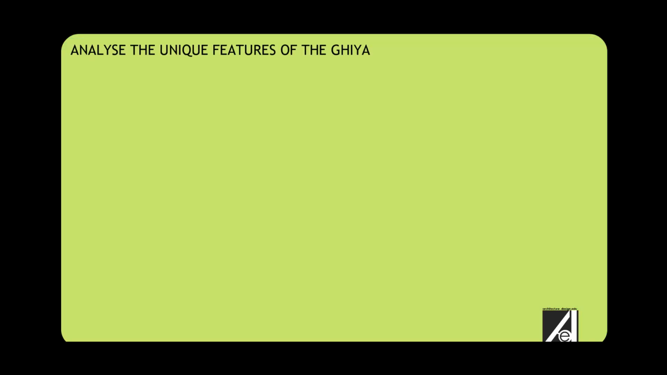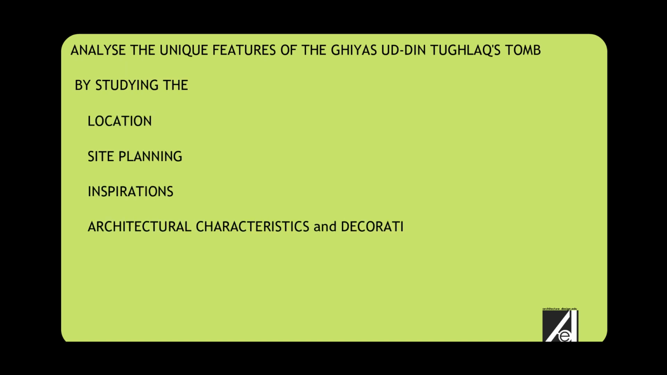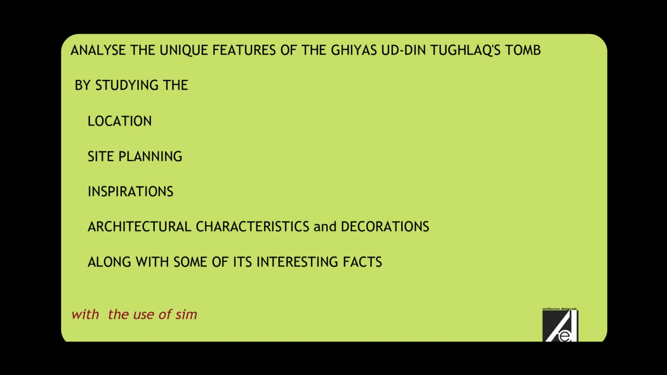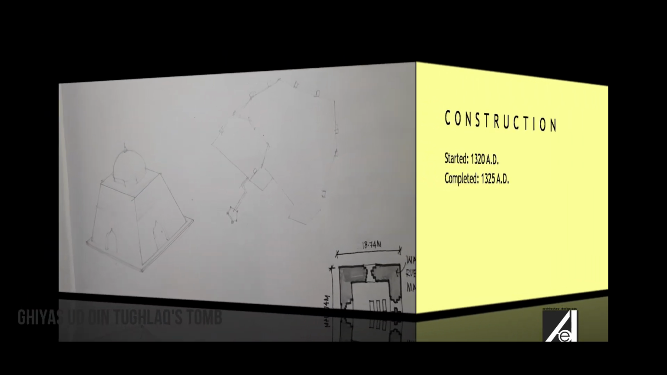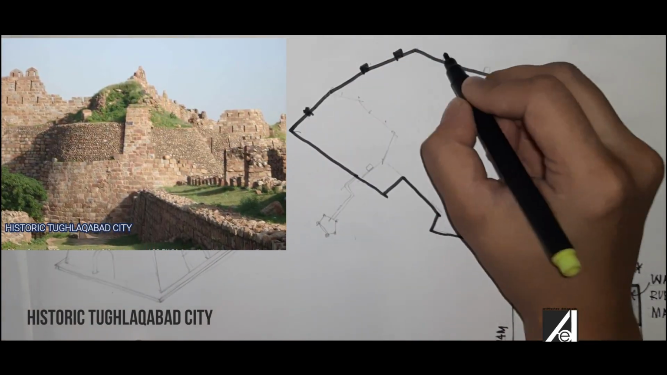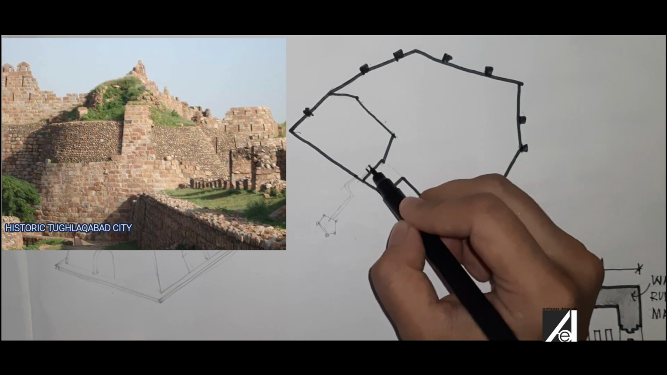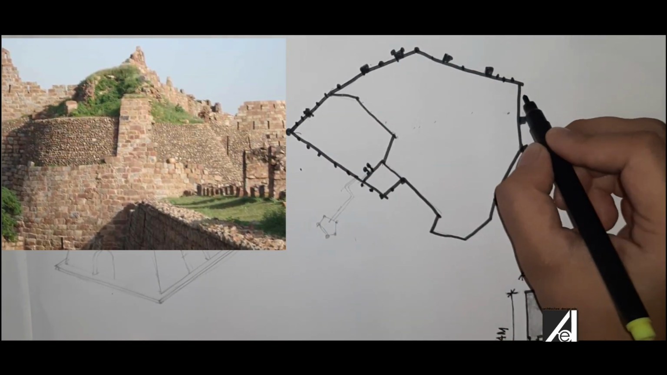So in this video, we are going to analyze the unique features of the Ghiyasuddin Tughlaq tomb by studying the location, site planning, inspirations, architectural characteristics and decorations with the use of simple sketches and photos. The construction of the tomb started in 1320 and was completed in the year 1325 AD. The tomb is built near the fortified Tughlaqabad city, and the causeway connects the tomb with the fort with an artificial lake in between.